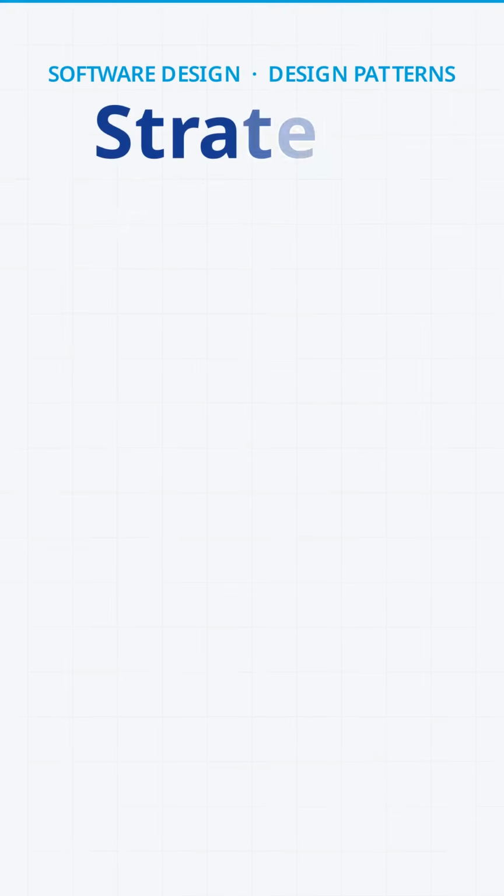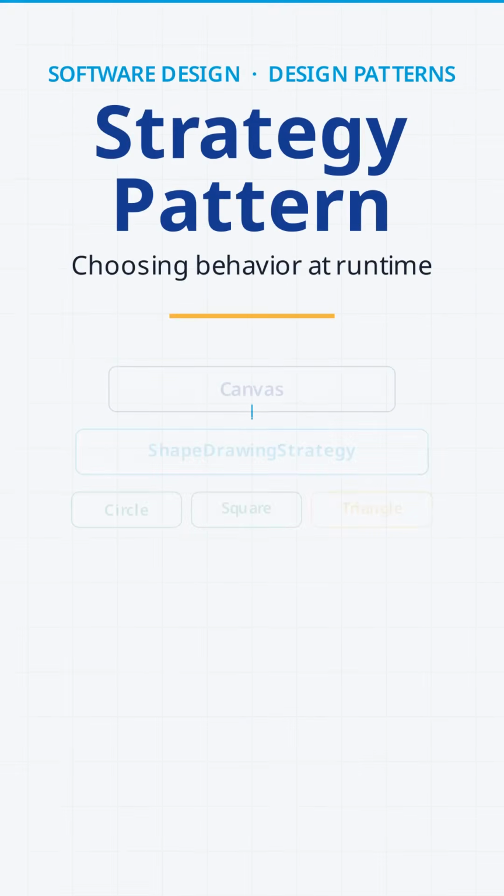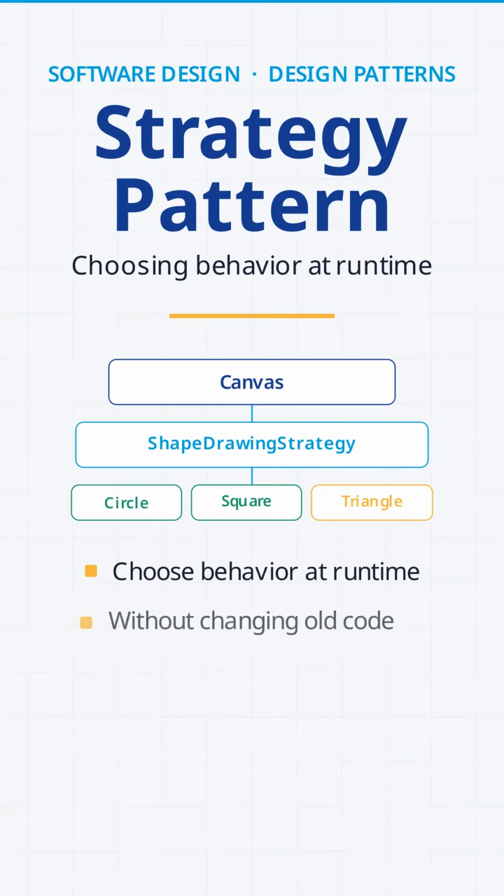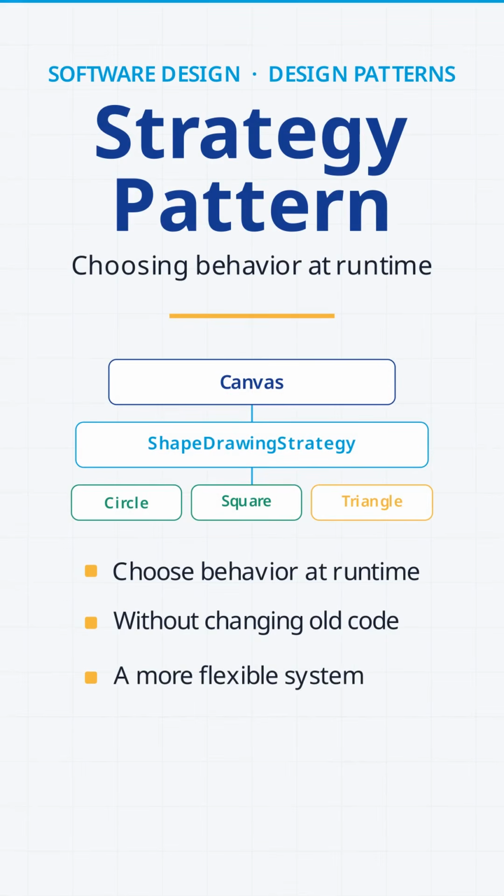Hello everyone. In this video, we will discuss the strategy pattern, a software design pattern. It lets an object choose its behavior at runtime, without changing the old code. The result is a system that is more flexible, easier to maintain, and easier to extend.